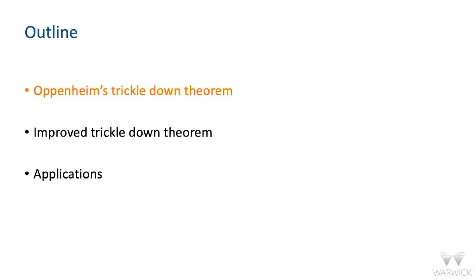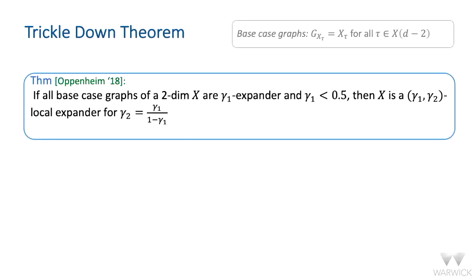Okay, so here is the outline of the rest of the talk. First, I'll tell you a theorem called the trickle-down theorem by Oppenheim, which gives you a methodology to use eigenvalues of the base case graphs to bound eigenvalues of the complex. And then I'll tell you our new results and some applications. So what is this trickle-down theorem?